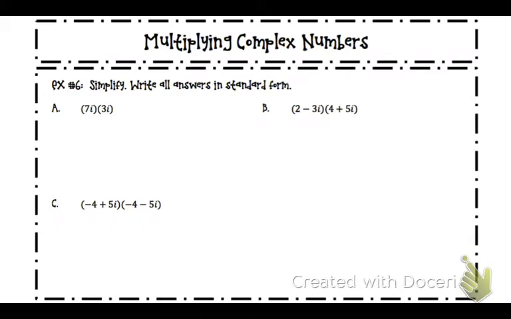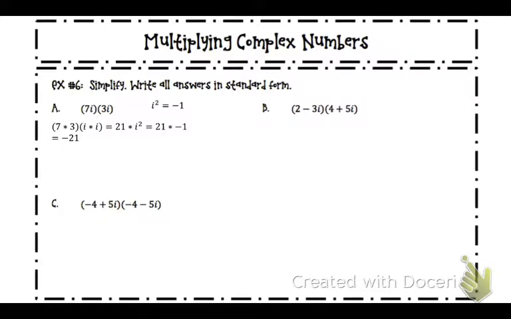So let's look at this first example, 7i times 3i. That's the same thing as 7 times 3 and i times i. 7 times 3 is 21, and then i times i is i squared. Remember, i squared equals negative 1, so that's 21 times negative 1, which is negative 21. And you're done with that one.